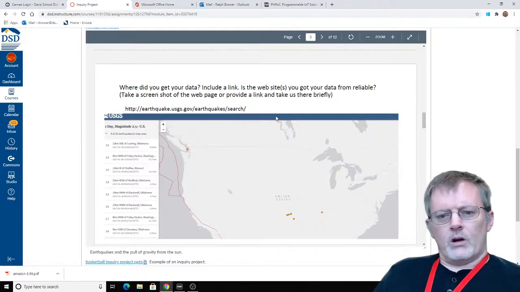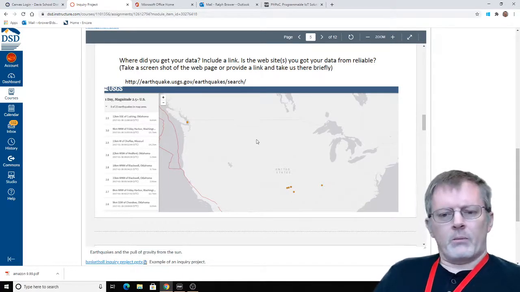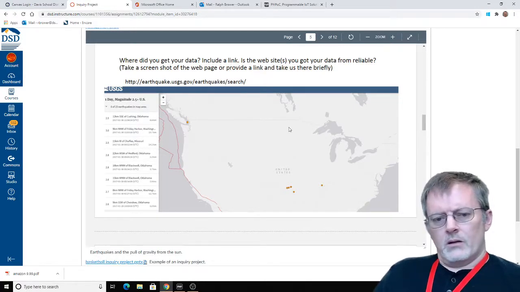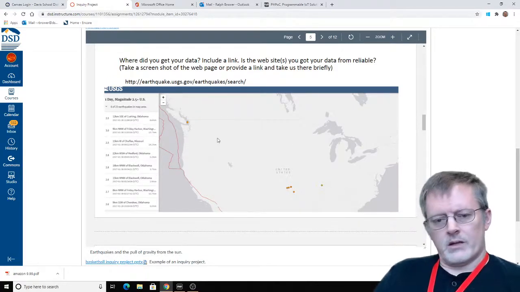Where did you get your data, Mr. Brower? Well, easiest way to do that is do a little print screen and throw that into your PowerPoint. And you can see here I've got mine from USGS. So now you know where I went. You could even take us there if you'd like. Do a little link here and then quickly take us there during your presentation.